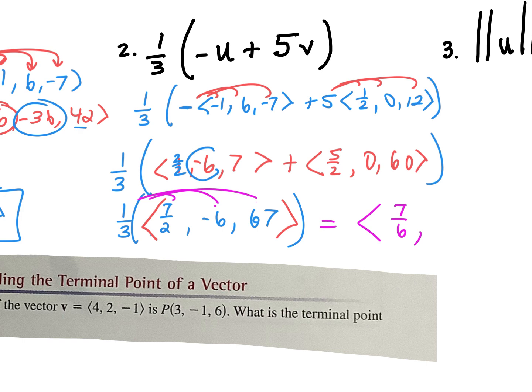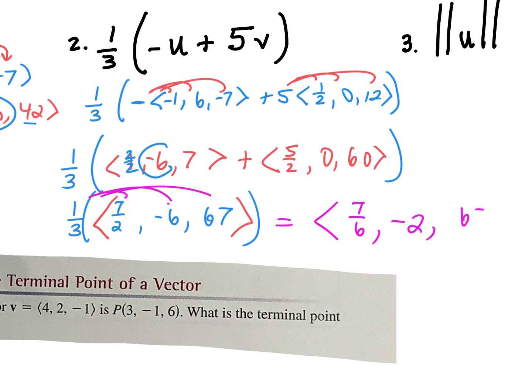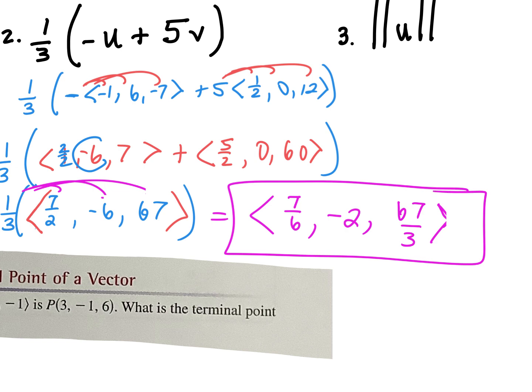Dividing by 3? Okay, so what's -6 divided by 3, or -6 times 1/3? -2. All right, and then 67/3. Does that simplify at all? No, add 6 and 7, what do you get? 13? Is 3 going into 13? No, so there you go.